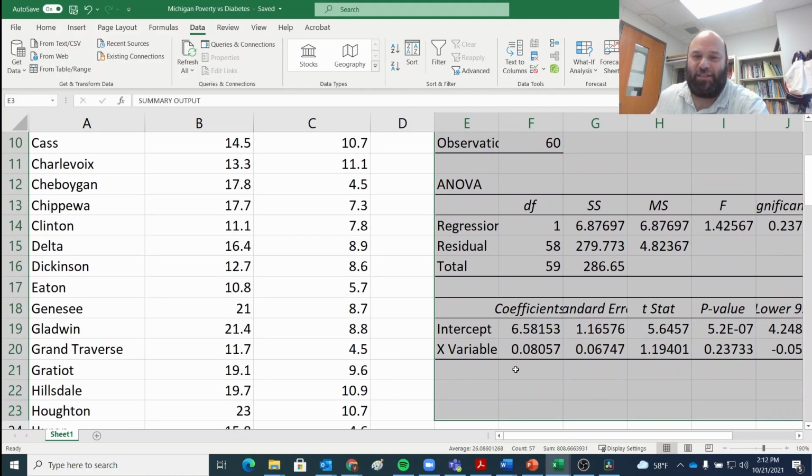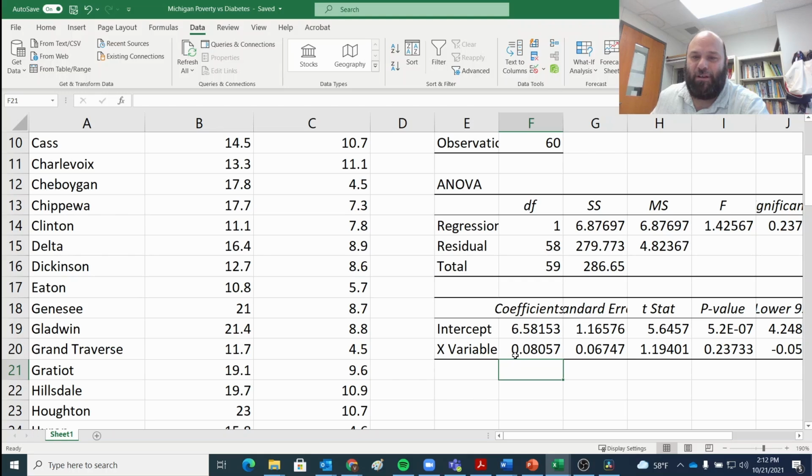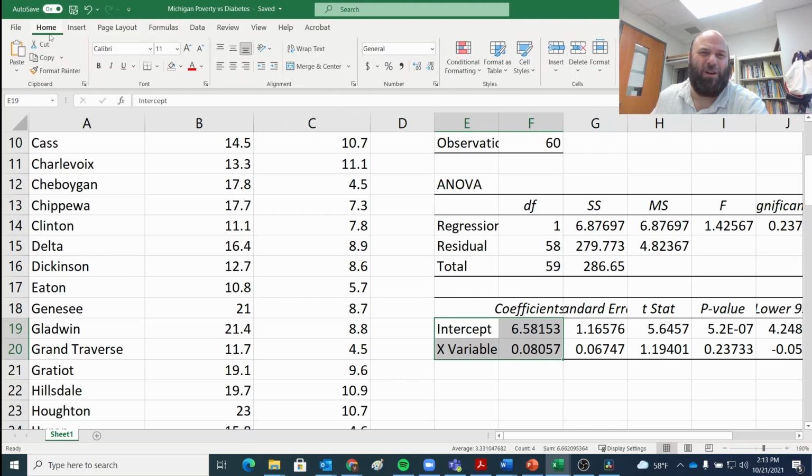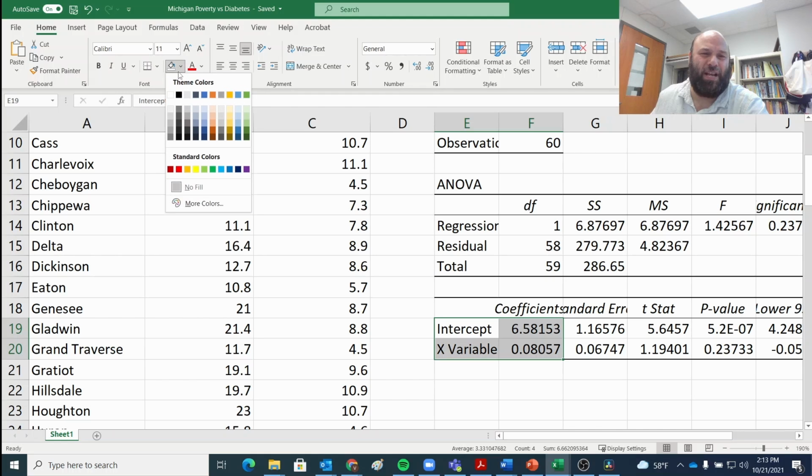So first, let's take a look. Our X variable coefficient is 0.08. That means our slope is about 0.08, pretty small, with an intercept of 6.5 or 6.6, which would tell us that in the absence of any poverty, we would expect a 6.6% diabetes rate. But how strong is this correlation? So this correlation is based on these numbers. I will highlight them in yellow as before. This is the equation for the line of best fit.